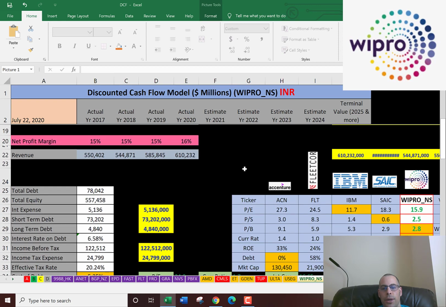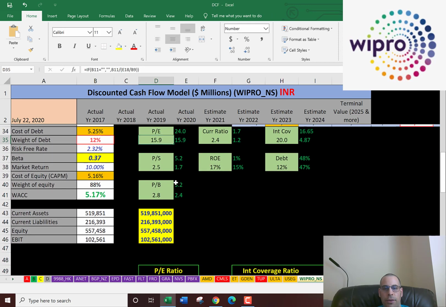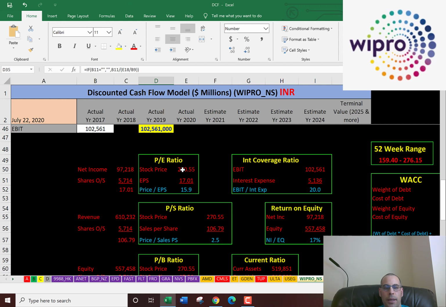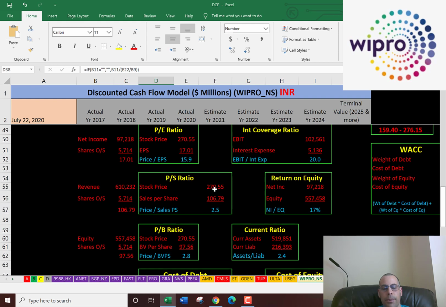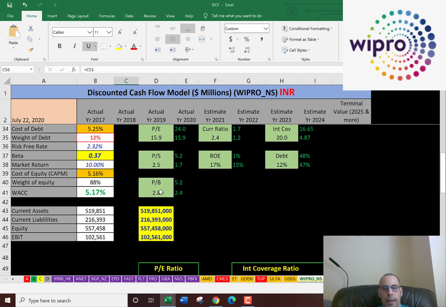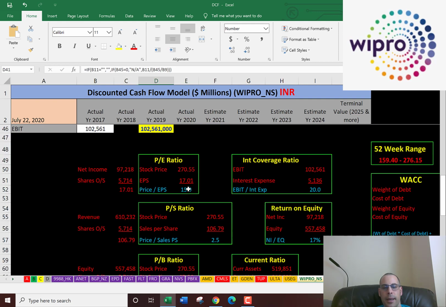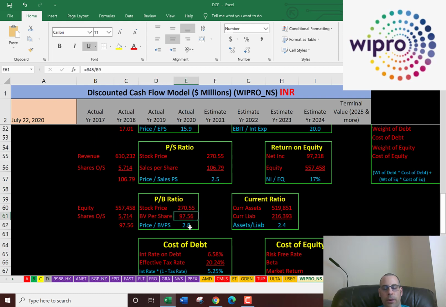Let's look at the financial ratios. They have a decent PE, 15.9. I like to see below 15. That's price of stock over earnings per share. To get earnings per share, that's net income over shares outstanding. Their price of sales is 2.5, which is good. That's price of stock over sales per share. To get sales per share, it's revenue over shares outstanding. They have a good price to book of 2.8. That's price of stock over book value per share. And to get book value per share, it's equity over shares outstanding.